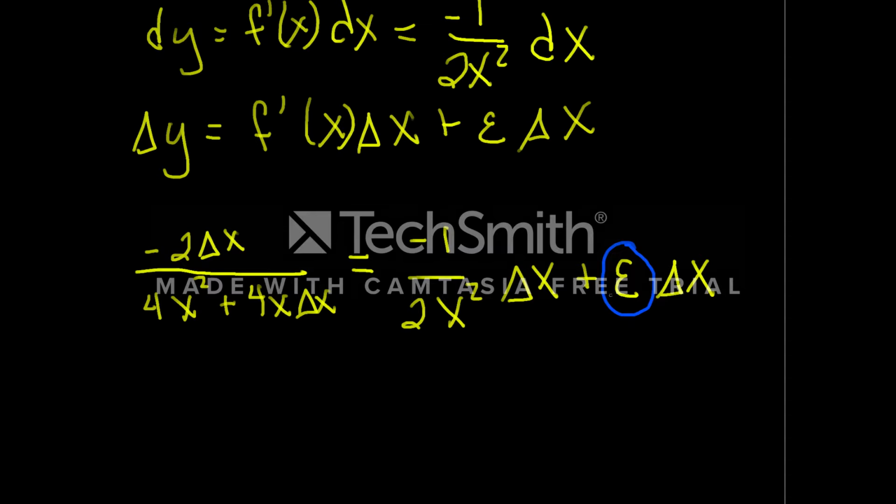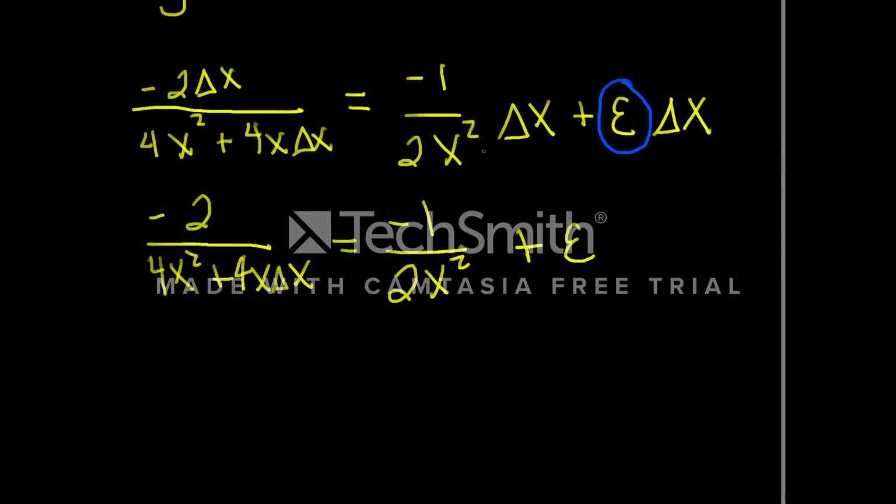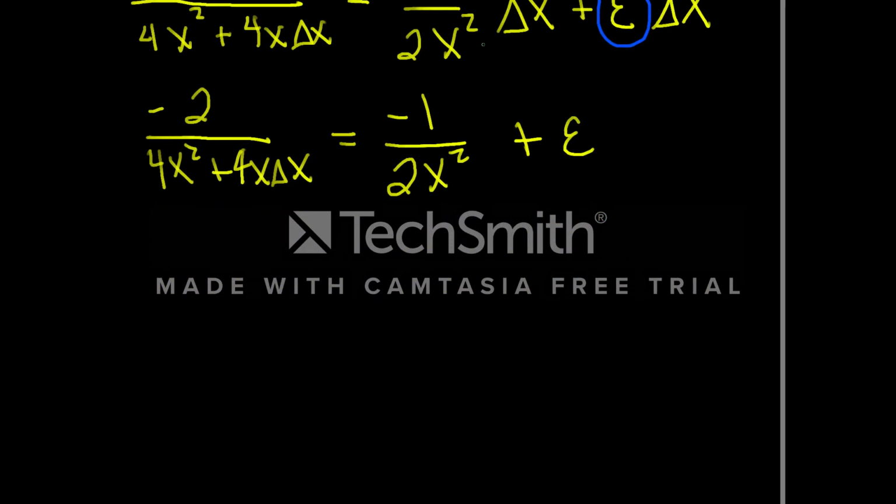Now I've got a delta x here, a delta x there, and a delta x in the numerator. So this tells me that negative 2 over 4x squared plus 4x delta x is equal to negative 1 over 2x squared plus epsilon. And now solving for epsilon, we can bring that over and we get that epsilon is equal to 1 over 2x squared minus 2.